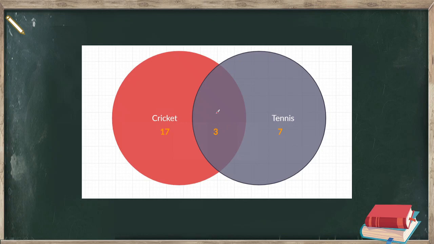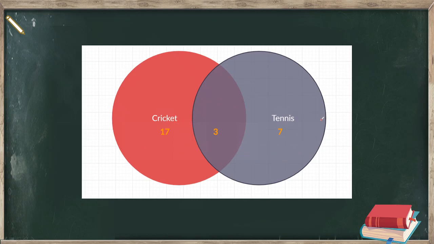This is my Venn diagram. 17 plus 3, 20 people who play cricket. 7 plus 3, 10 people who play tennis. So these 3 people are in the interactive area. These three people play both cricket and tennis.